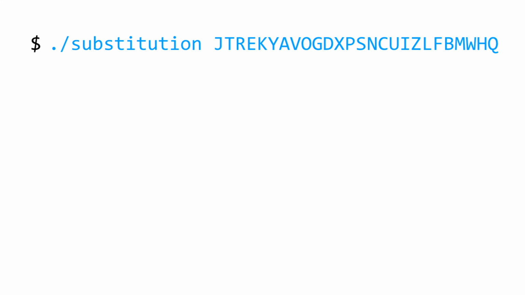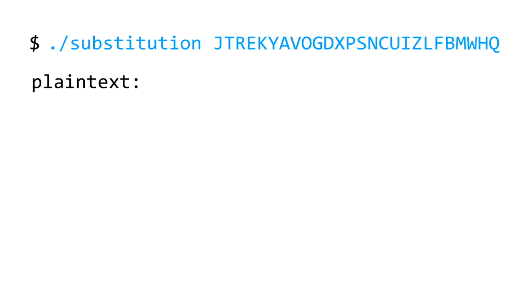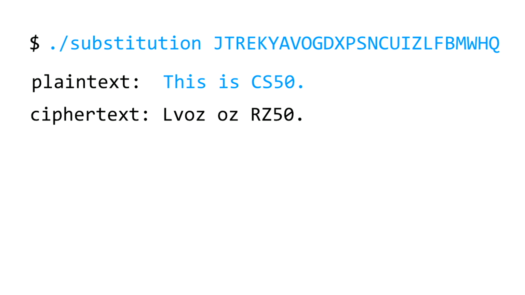And if our plaintext was a little more complicated, for example, if we called ./substitution on the same key, but this time the plaintext were this is CS50, then this is what the ciphertext would look like. Notice in particular that the characters that were originally uppercase in the plaintext are still uppercase in the ciphertext, and the characters that were originally lowercase in the plaintext are still lowercase in the ciphertext. Any character that isn't a letter, like the space or the digits or the punctuation, those haven't been changed at all, and they're the same in both the plaintext and the ciphertext.